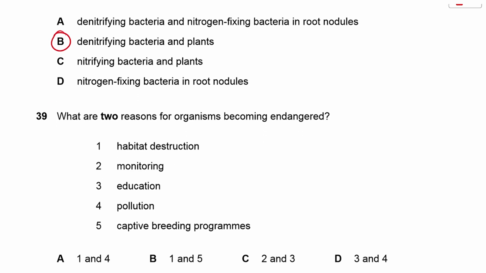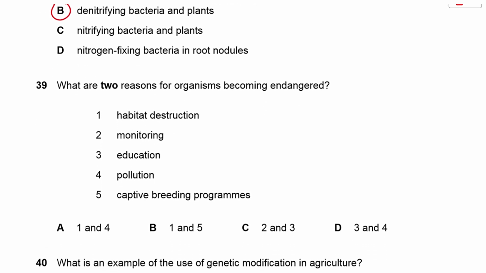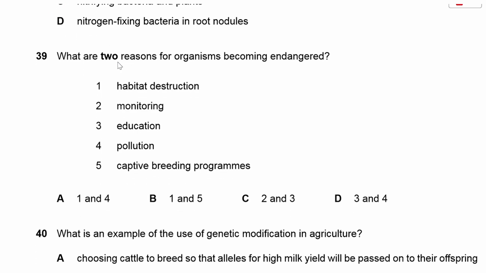Number 39 says, what are the 2 reasons for organisms becoming endangered? Is it habitat destruction? Monitoring means you're observing, all right? Education, people are being educated. It cannot endanger species. Pollution, exposing some stuff that is not wanted in a particular environment. Number 5, captive breeding programs. It means you're allowing these organisms to keep on breeding. So definitely it's habitat destruction and pollution. Choice 1 and 4, which is A.